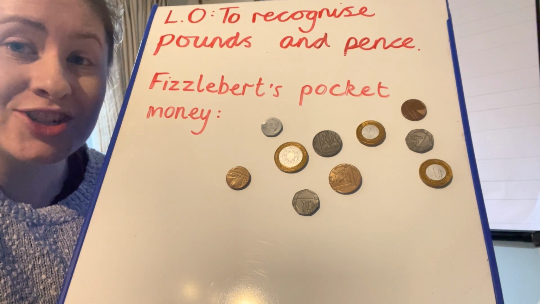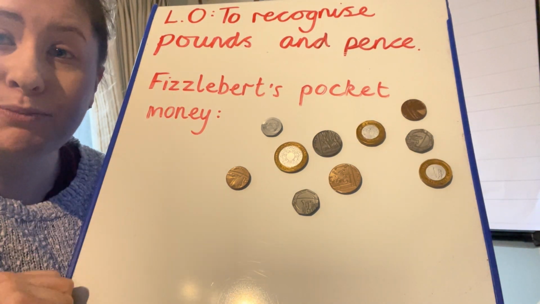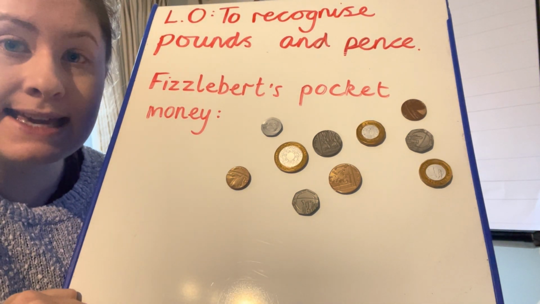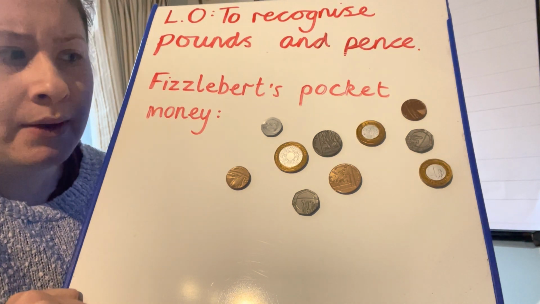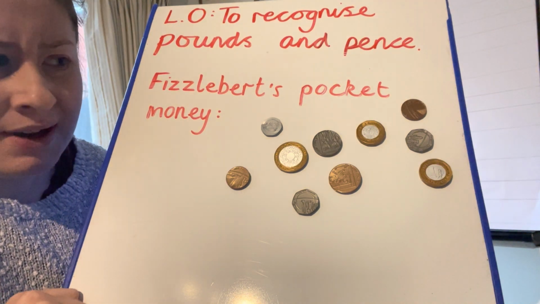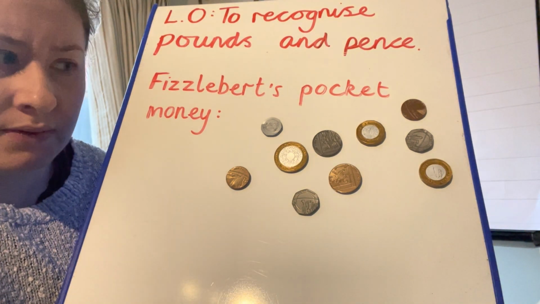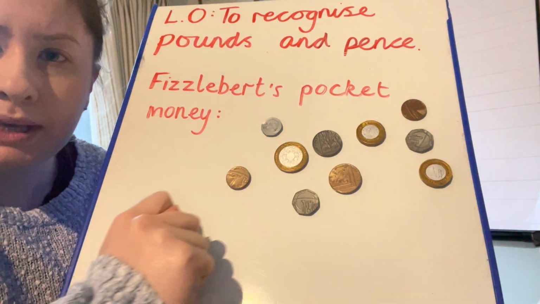Right, for our next question, we need to work out how much Fizzlebert has for his pocket money. So we've got all of the coins that he has saved for doing the jobs around the circus. Now, at the moment, I think they're quite difficult to count because they're all sort of jumbled up together, because I've got a £2 coin here, a penny, 20p over here.